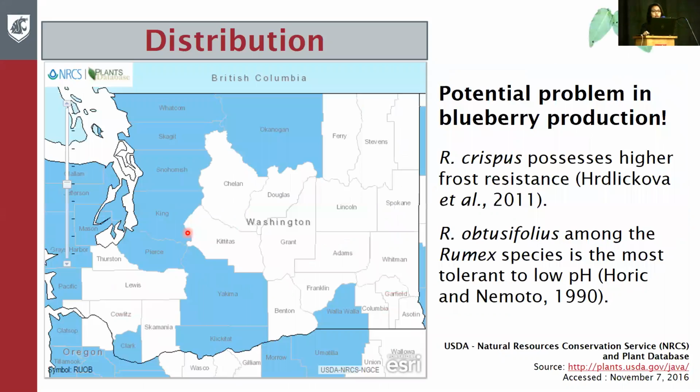If you look closer at the distribution of this plant in Washington state, I think blueberry production is in the western area. We will deal more with broadleaf dock there because it is less frost resistant than curly dock, and among the Rumex species it is the most tolerant to low pH conditions. However, if any of you are blueberry producers in central Washington, I think you will deal more with Rumex crispus, or curly dock, because curly dock is more distributed around all of Washington state.